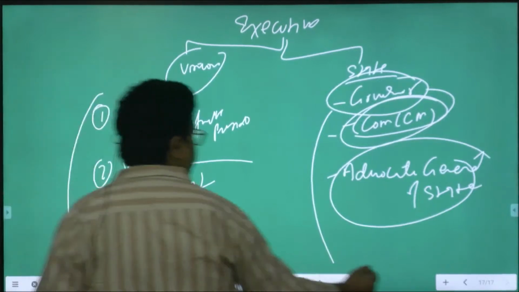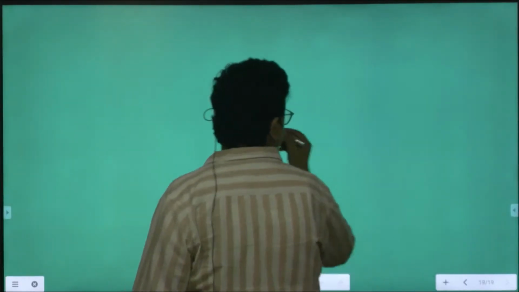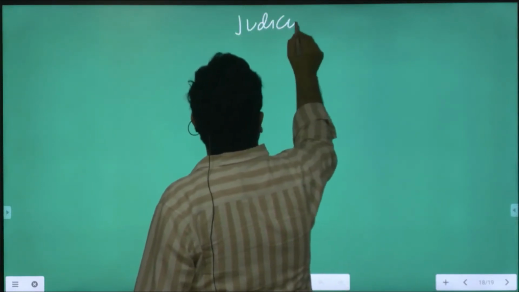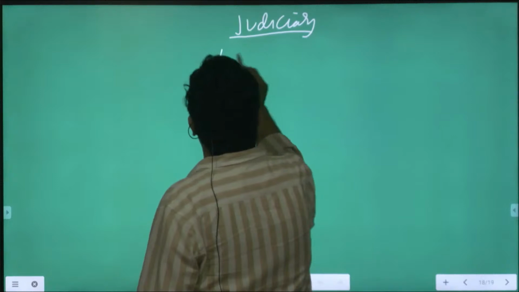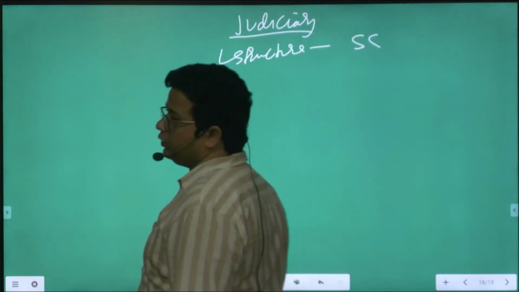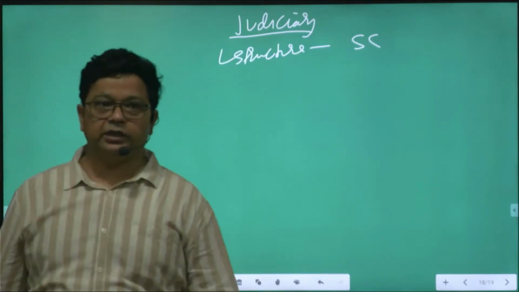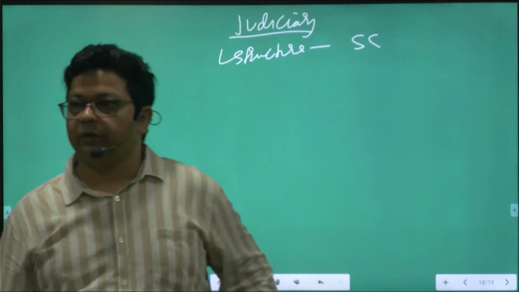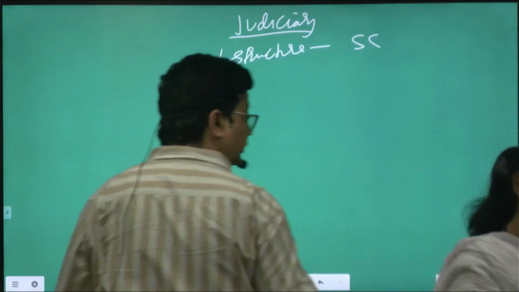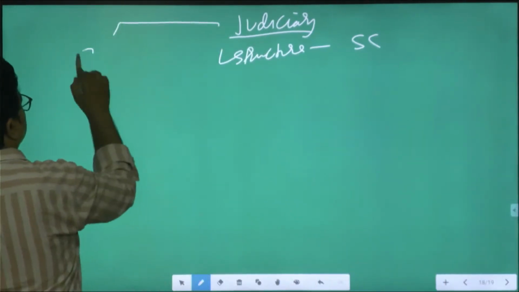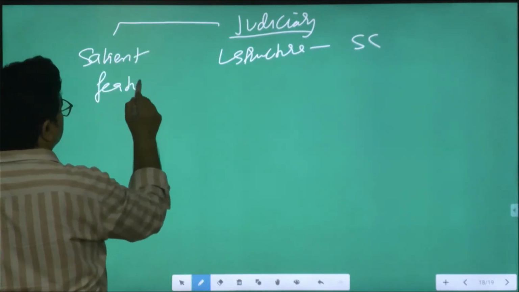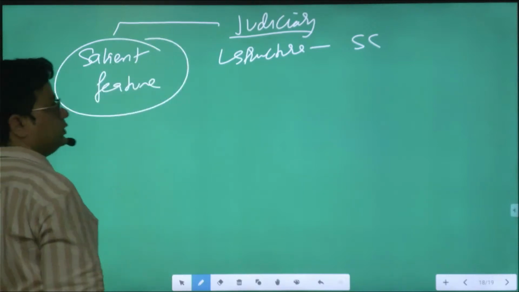Now this is the executive. Now if we come to the judiciary, its structure, like the Supreme Court. Now we know the salient feature of the Indian judiciary. What is the salient feature of the Indian judiciary?